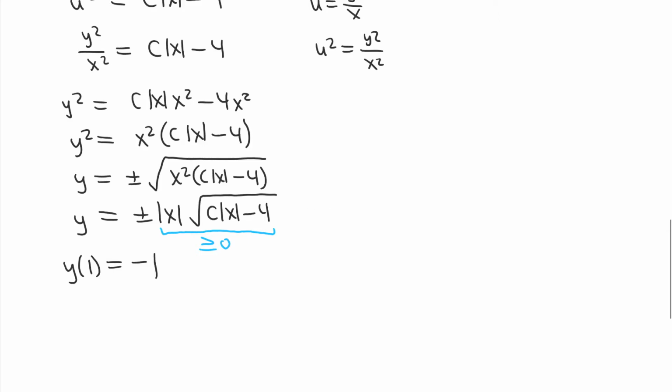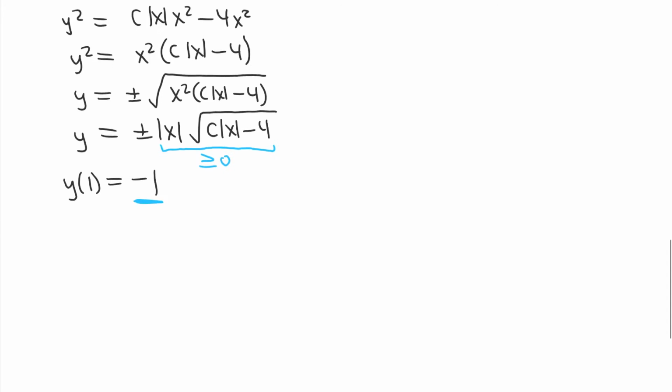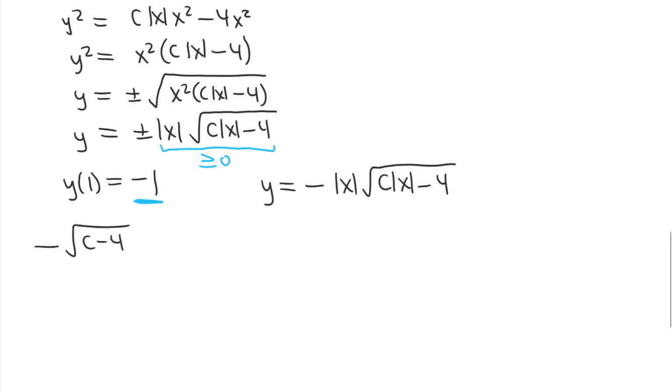And now since our initial condition gives us y of 1 is equal to negative 1, meaning the y value is negative 1, we're going to use the negative version of our solution. So in other words, we have y is equal to minus absolute value of x, square root of c absolute value of x minus 4. And then if we plug in our initial condition 1 into this expression, we get negative 1 times the square root of, well, let's see here, c minus 4, right? Negative square root c minus 4 is equal to negative 1, which means square root of c minus 4 is positive 1, c minus 4 is 1, c equals 5.